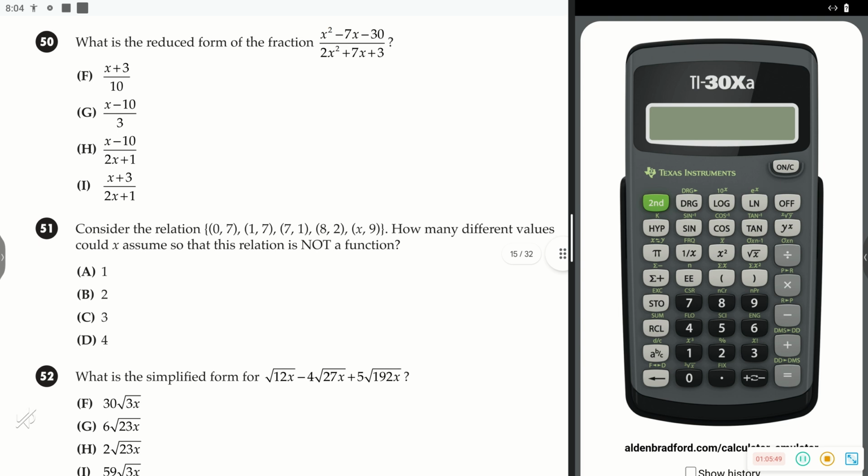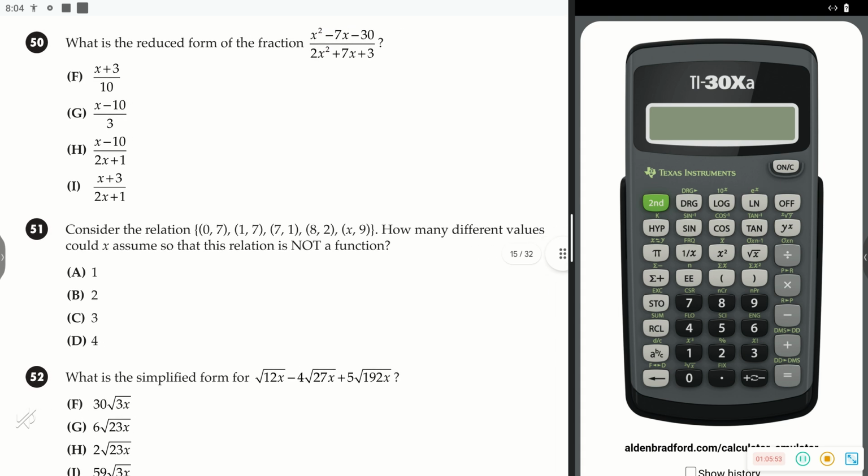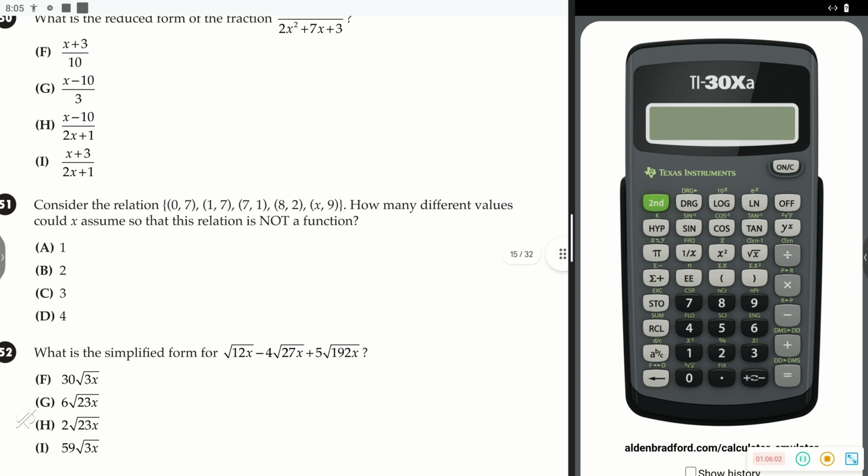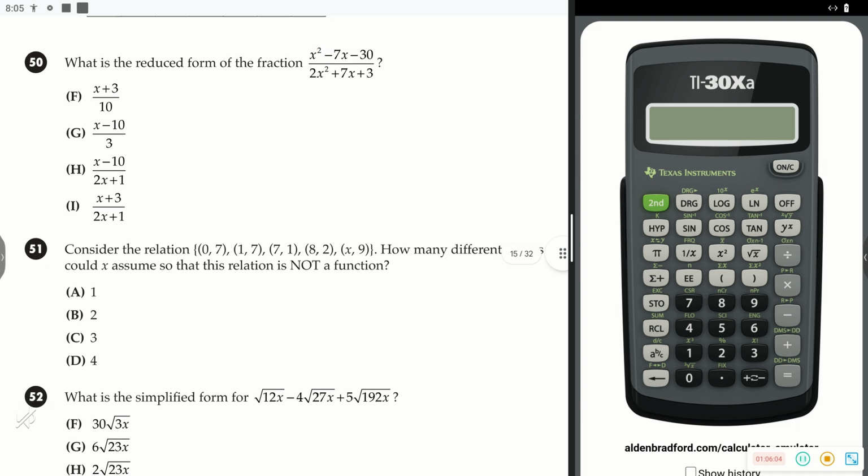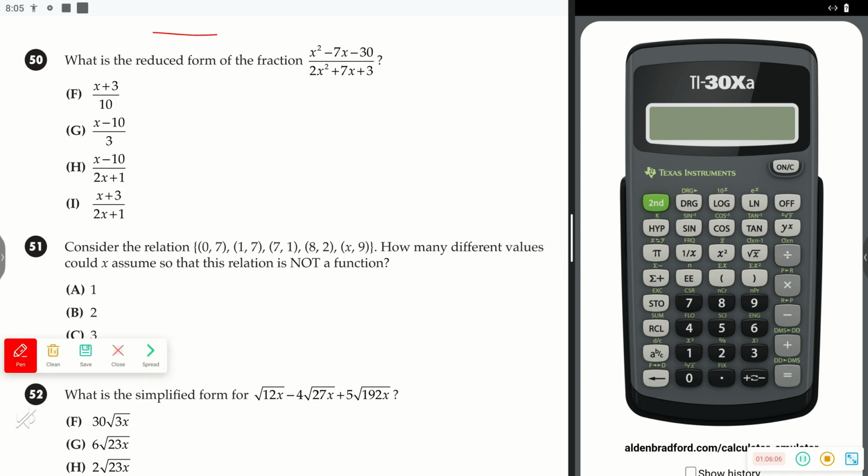All right, for this one, we can't do x squared divided by x squared. This is actually a little bit different. So we actually have to factor both of these and see which factors cancel out. So first we have to factor x squared minus 7x minus 30.